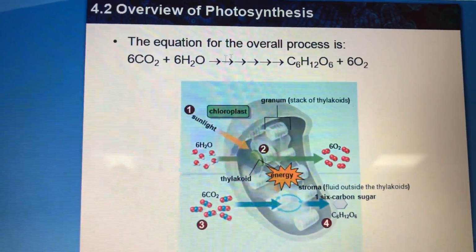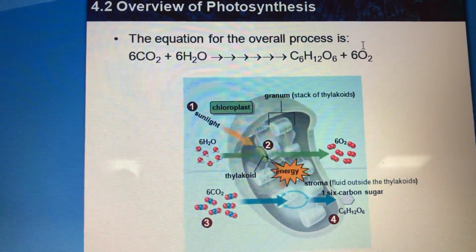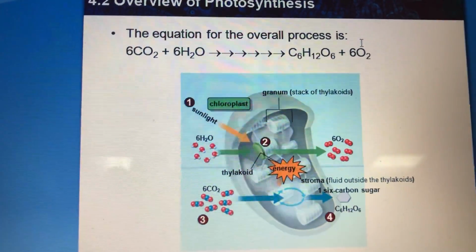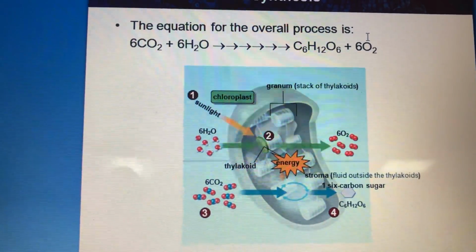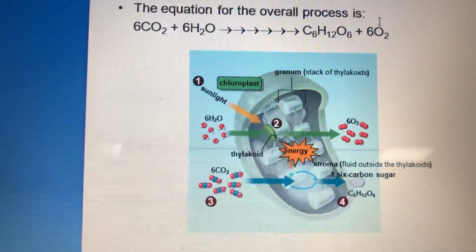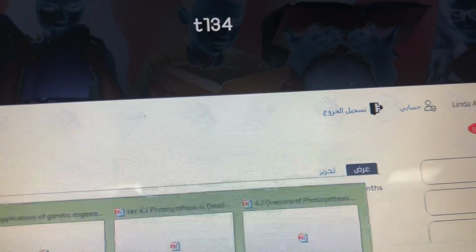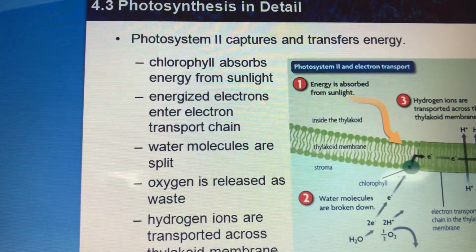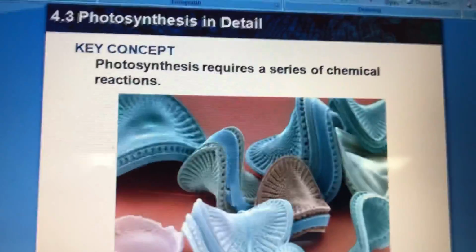This is the equation of photosynthesis: 6 molecules of carbon dioxide and 6 molecules of water, in the presence of sunlight, will produce 1 molecule of glucose, sugar, and 6 molecules of oxygen. In the next lesson, we will take this in more detail, and this lesson is photosynthesis in detail.